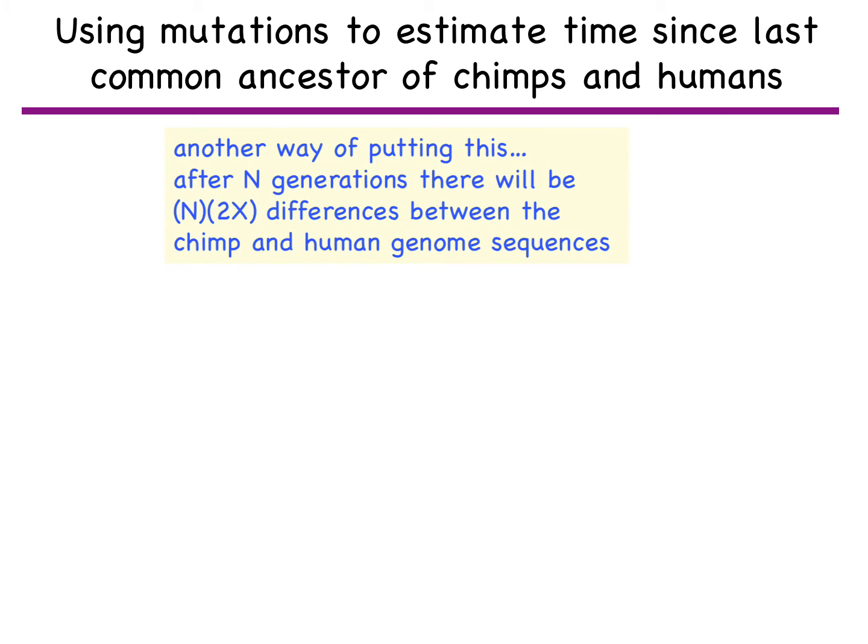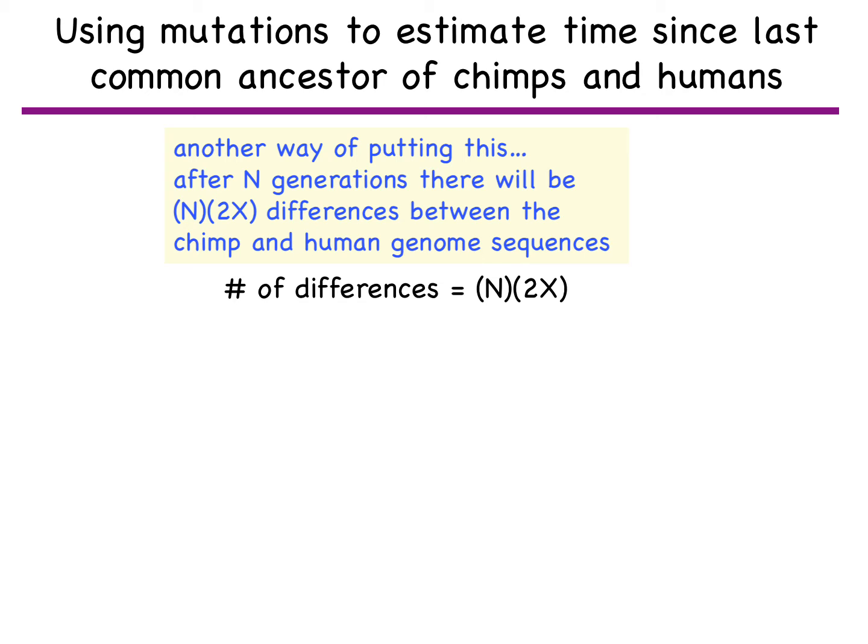All right, so what I'm going to do now is put this more in mathematical terms. Again, after n generations, there's going to be n times 2x differences between the chimp and human genome sequences. So, putting this in a more mathematical context, the number of differences in the genome sequence between humans and chimps is going to be equal to the number of generations since our last common ancestor times 2x, where x again represents the number of mutations that are acquired from our parents at each generation.